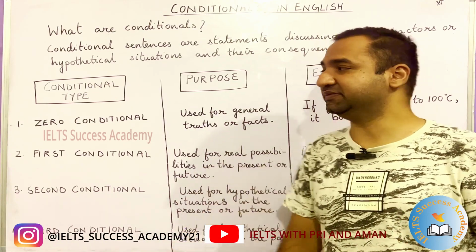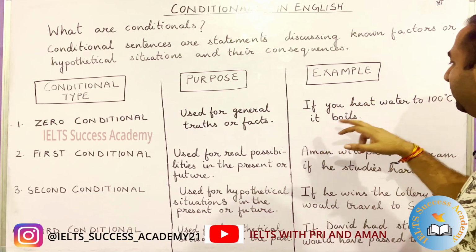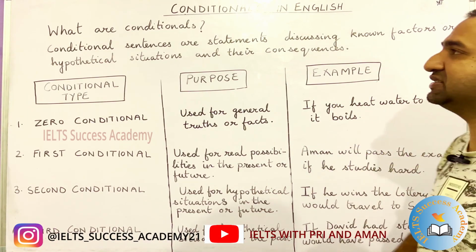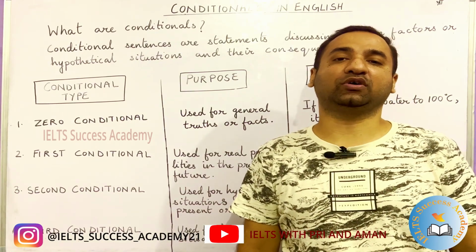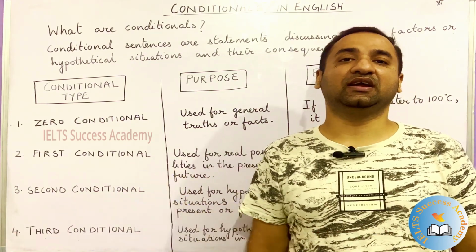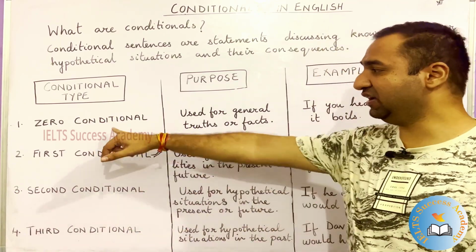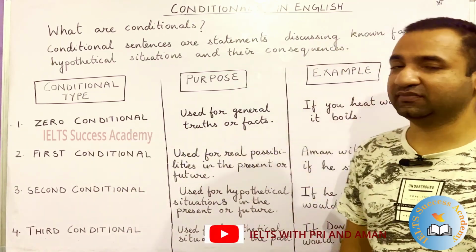We already know it. For example, if you heat water to 100 degrees Celsius, it boils. If you heat water to 100 degrees Celsius, it starts to boil. We know it for a fact, and that's why it's a zero conditional.